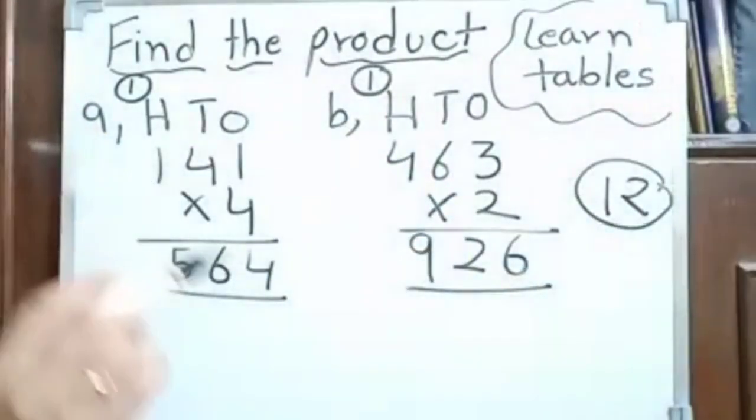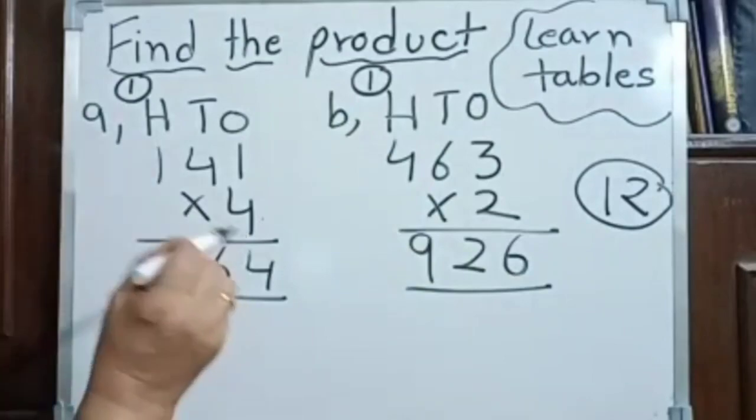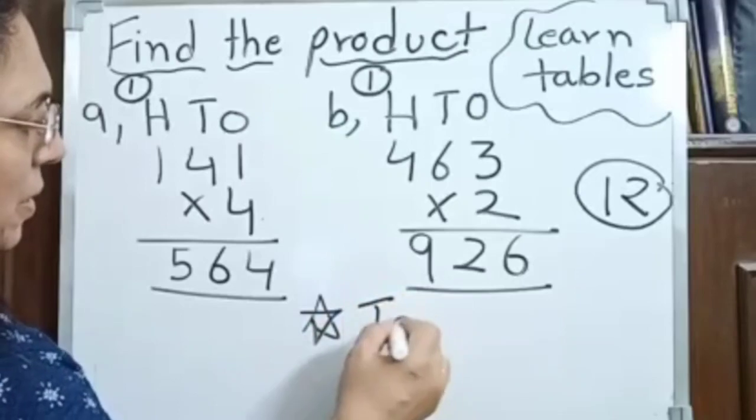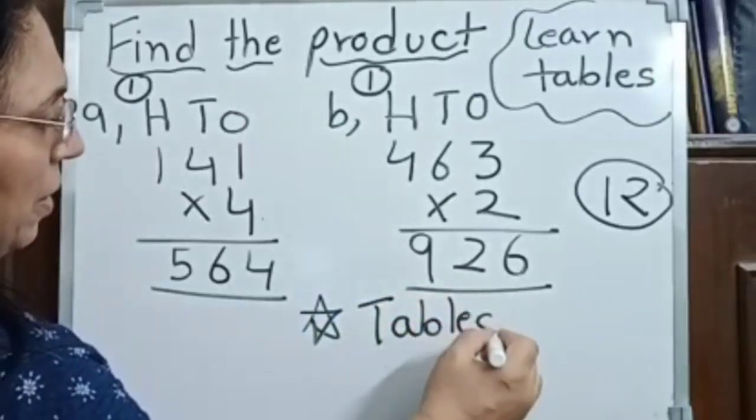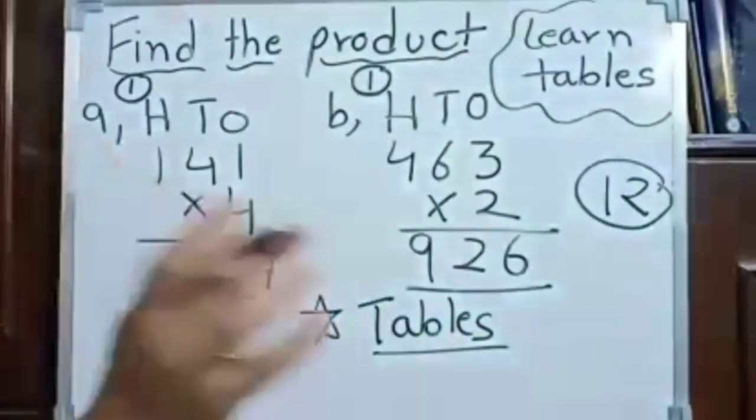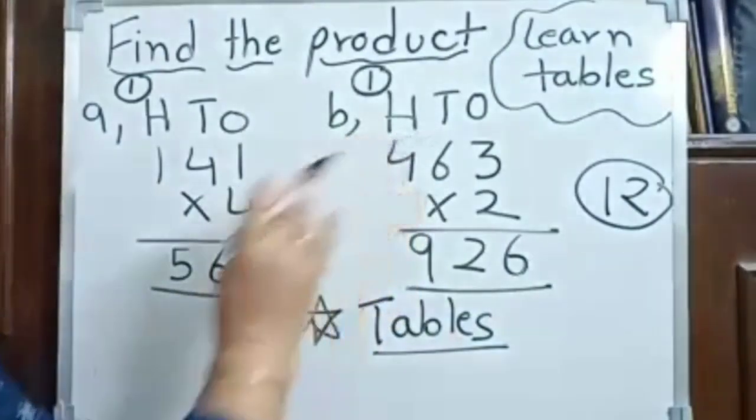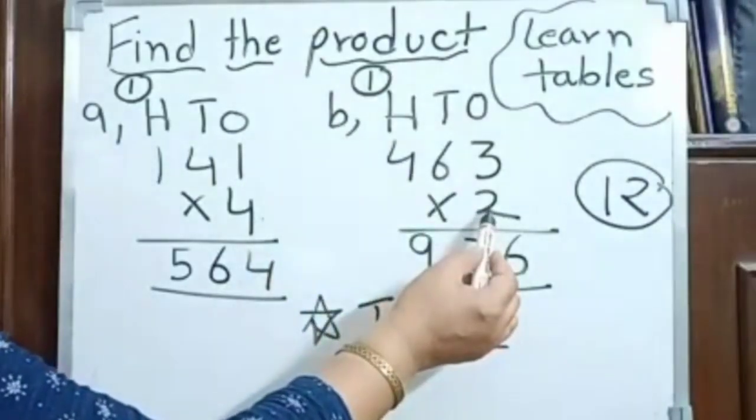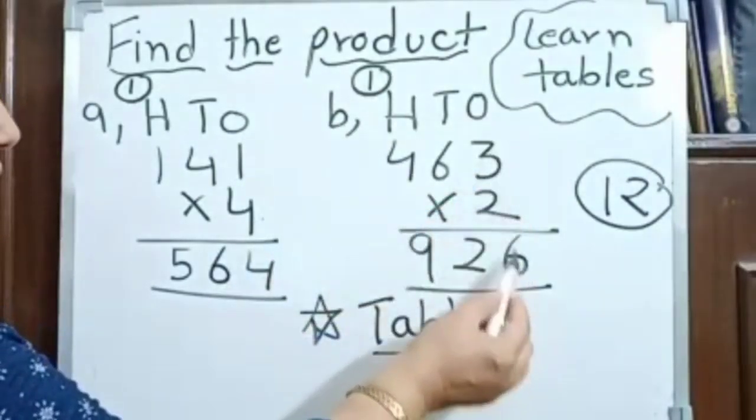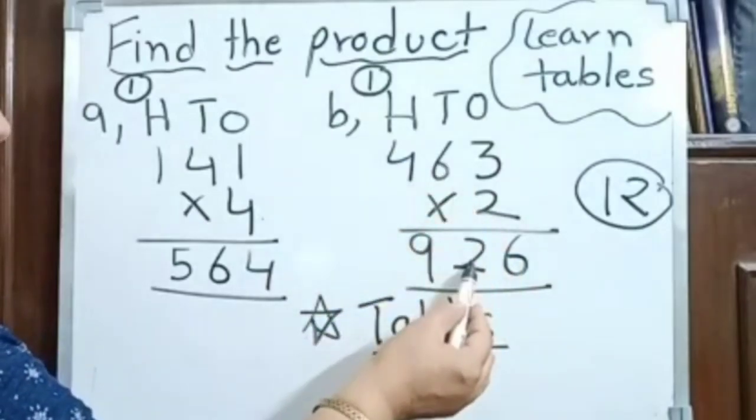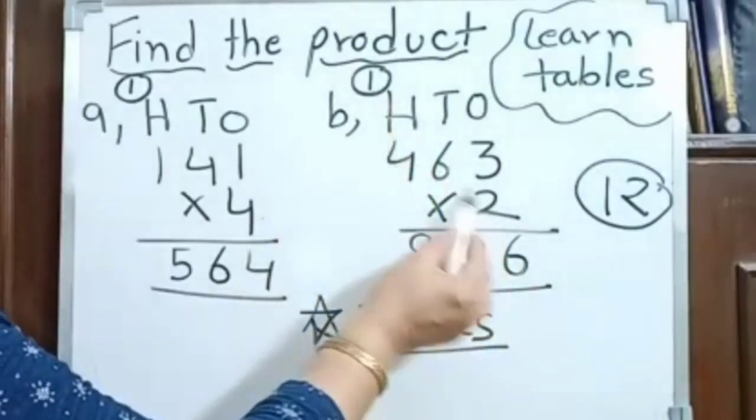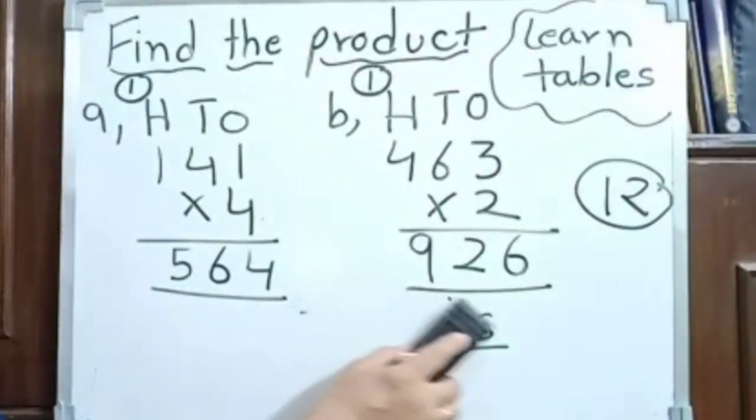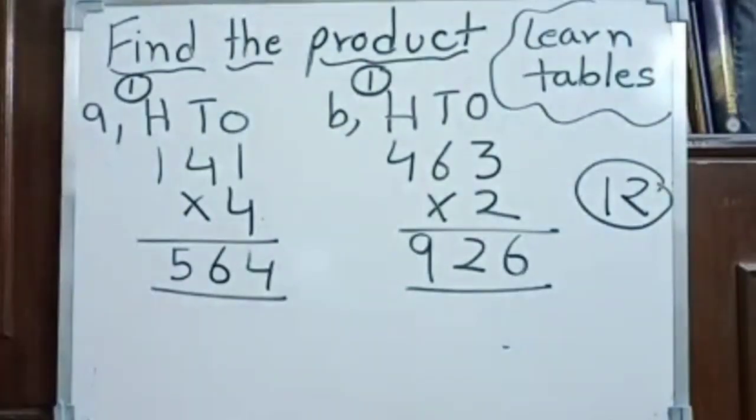One very important rule for multiplication is, the first rule is to learn tables. Without learning tables, you are not able to do the sums of multiplication. Like here, we need the table of 4. Here, we need the table of 2. 2 threes are 6, 2 sixes are 12. 2 is here, 1 is here. 2 fours are 8 and 1, 9. So it's very important for you to learn tables.